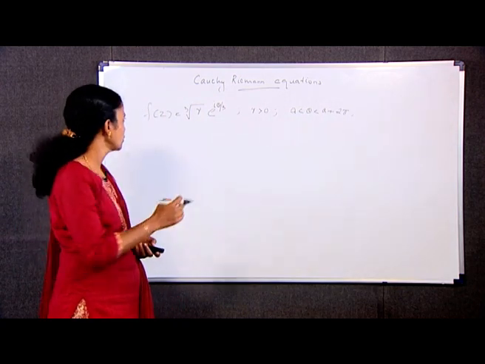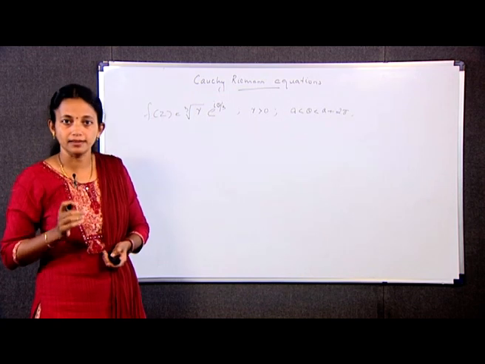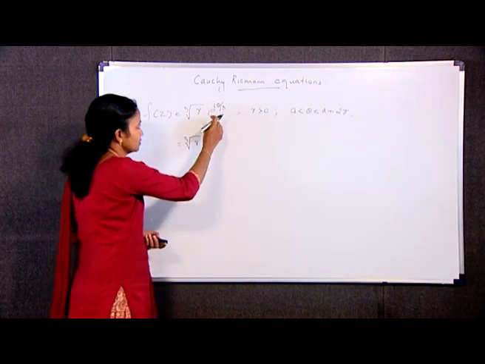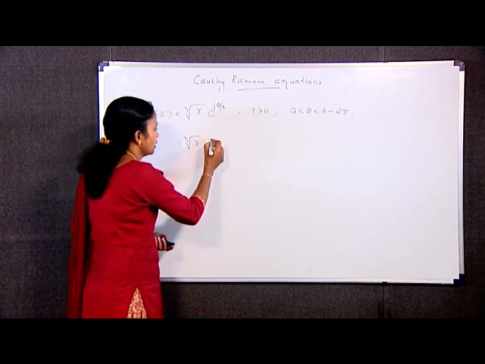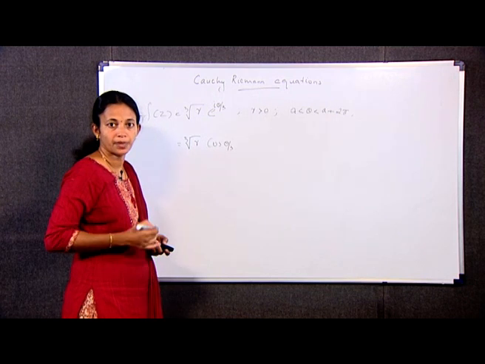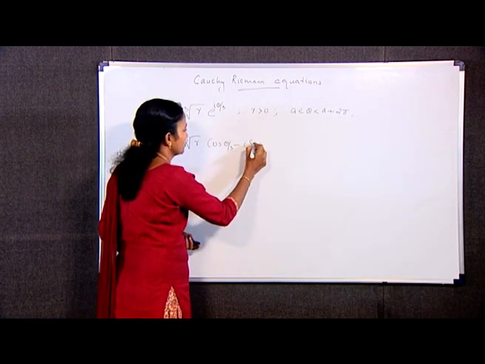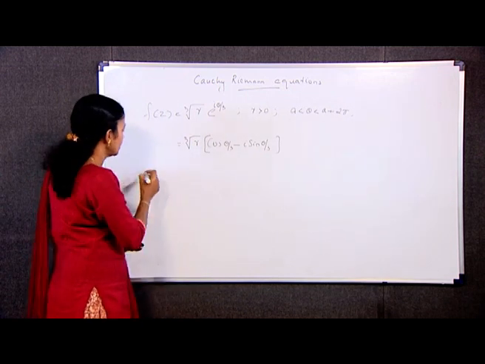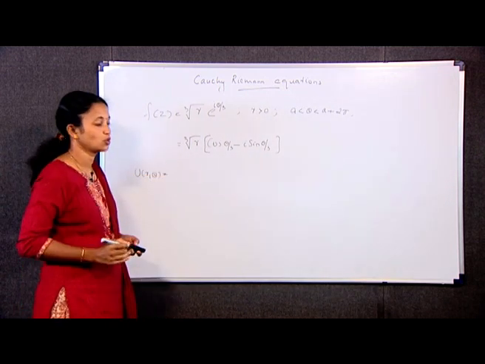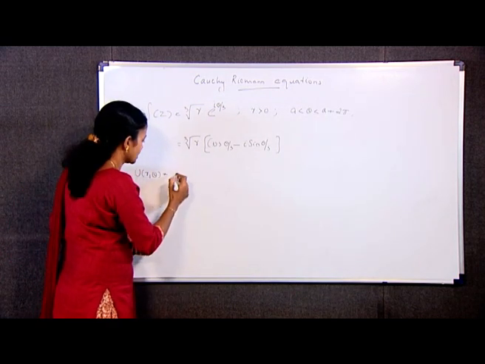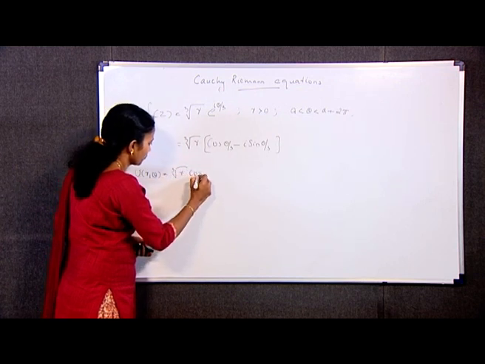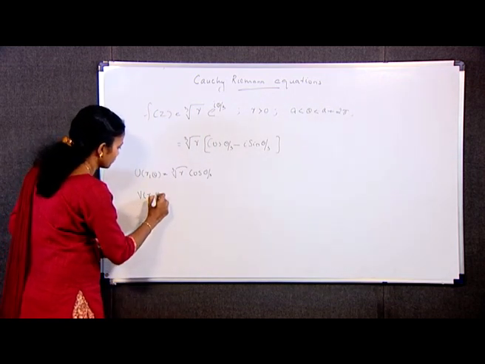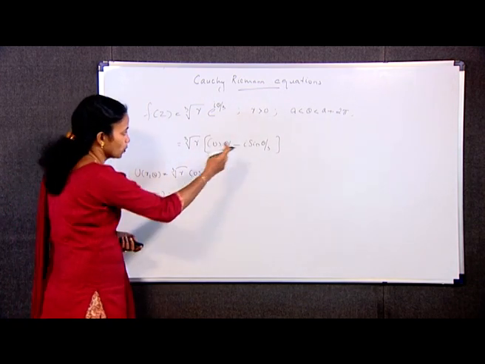Here f(z) is equal to cube root of r e raised to i theta by 3, which is equal to cube root of r times cos theta by 3 minus i sin theta by 3, expanding e raised to i theta by 3. Hence, u(r, theta) is equal to cube root of r into cos theta by 3, and v(r, theta) is equal to cube root of r sin theta by 3.